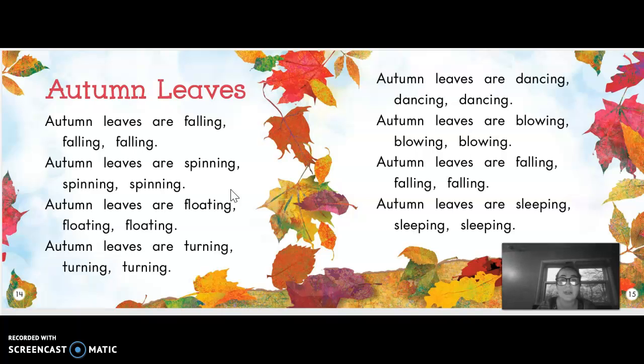Now let's read it again and you can read it with me this time. Autumn leaves. Autumn leaves are falling, falling, falling.